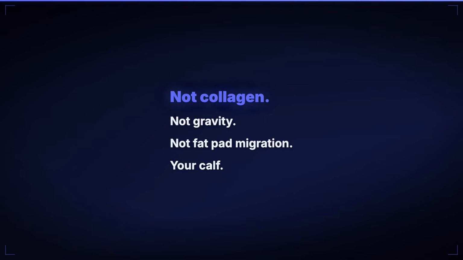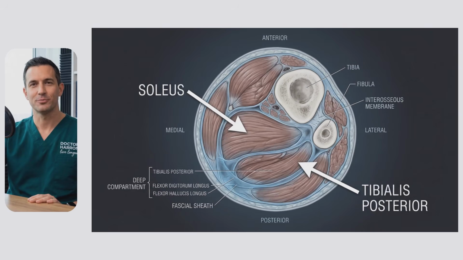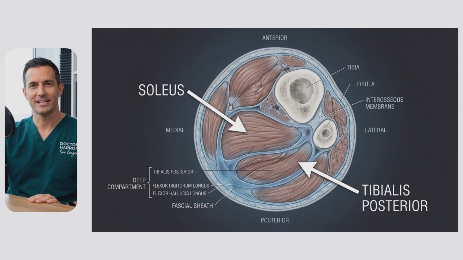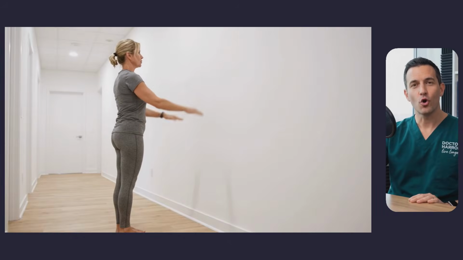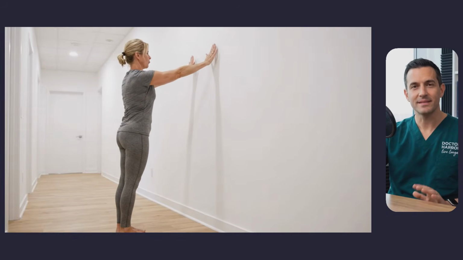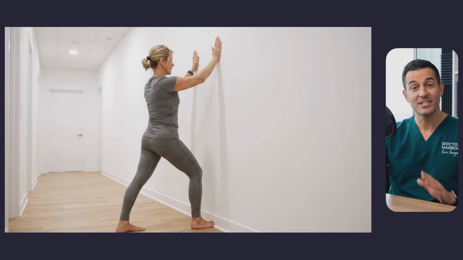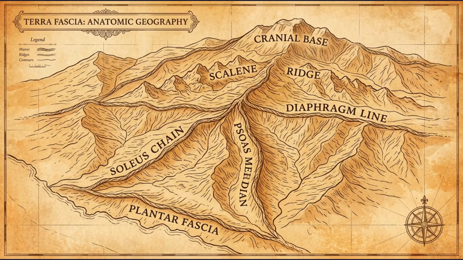When I eliminated those three, what remained was a structure most people never associate with their face: your calf. Specifically, the deep compartment of your calf, the soleus, the tibialis posterior, and a continuous fascial tract that runs from there all the way to the base of your skull. That tract is why a 90-second release at your lower leg can change the tissue mobility in your midface.